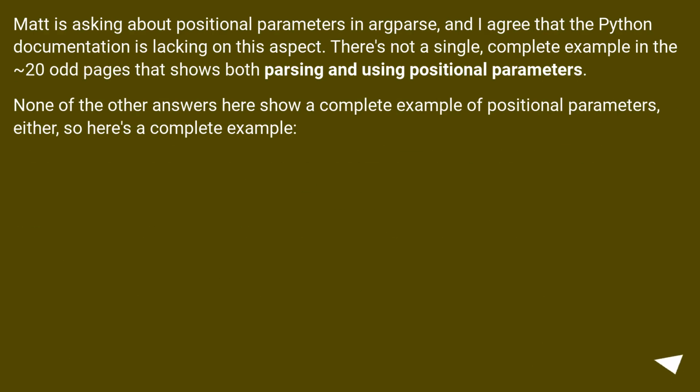Matt is asking about positional parameters in argparse, and I agree that the Python documentation is lacking on this aspect. There's not a single, complete example in the 20-odd pages that shows both parsing and using positional parameters. None of the other answers here show a complete example of positional parameters, either. So here's a complete example.